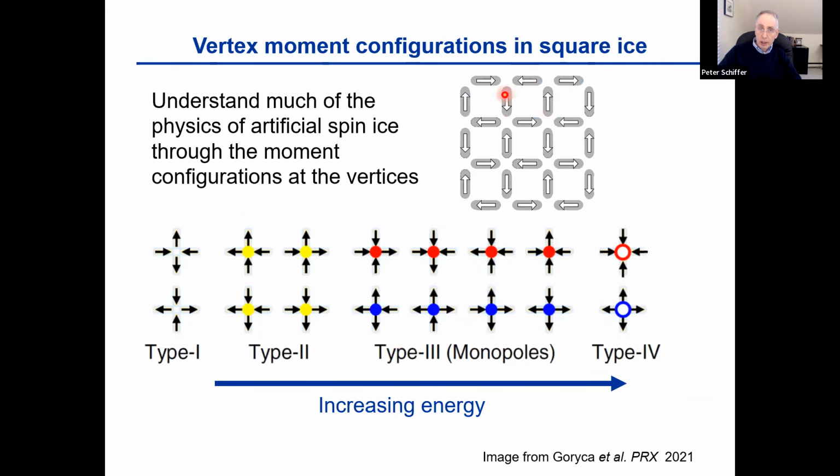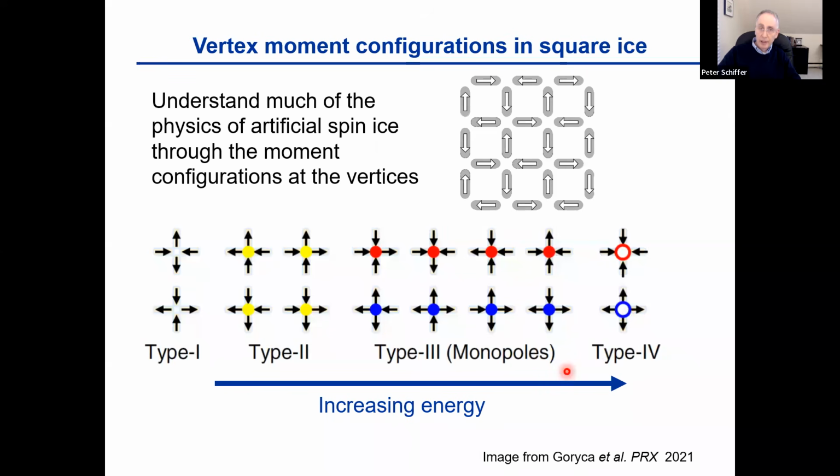So in square ice, like I said, we can really understand it by looking at what happens at the vertices. And this will be a theme in much of what I'm going to talk about today. It turns out if you have 4 islands at a vertex, you have 2 to the 4th possible configurations of the island moments. And they can be categorized in 4 types. Type 1, which is the lowest energy, has 2 in across from each other and 2 out across from each other. Type 2 also has 2 in and 2 out, but the 2 in are next to each other and the 2 out are next to each other. That's slightly higher in energy. Type 3 has 3 in, 1 out, or 3 out and 1 in. And type 4 has all in or all out.